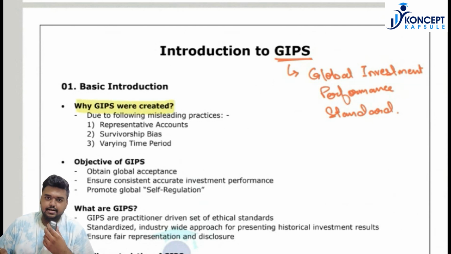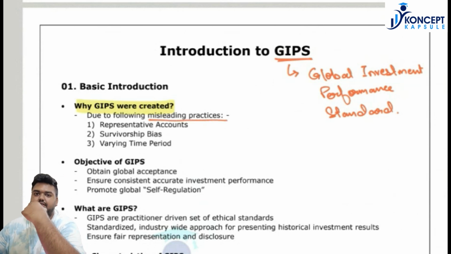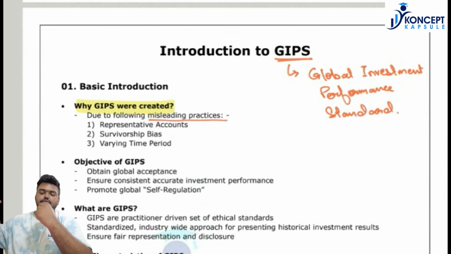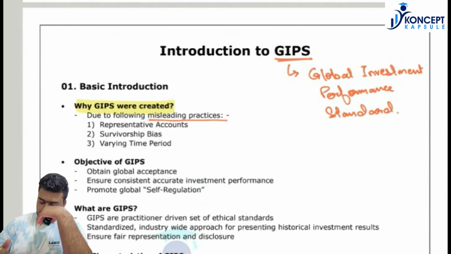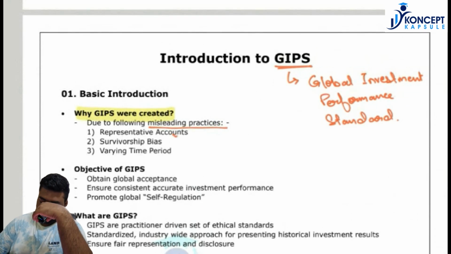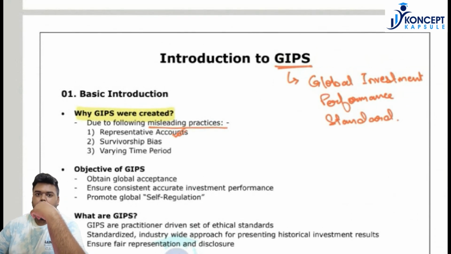Why are GIPS created? So what is the reason for establishment of GIPS? Due to the following misleading practices. So what is it saying? That since there were existing misleading practices in the industry, in order to counter those practices, the GIPS were created. Okay. What is number one? Number one is representative accounts. Number two is survivorship bias, and number three is varying time period.